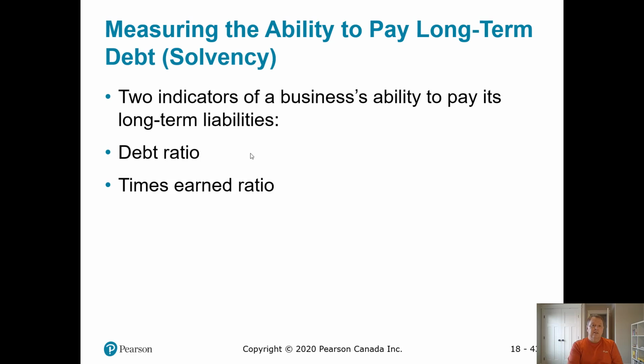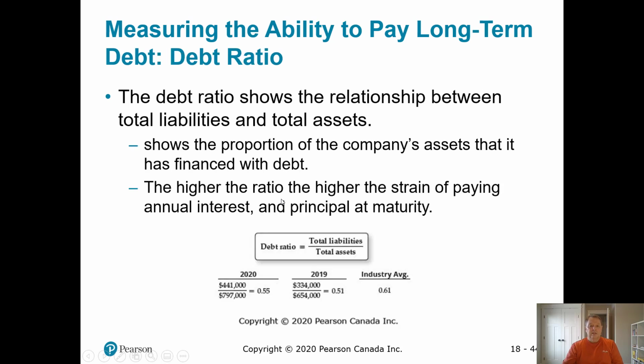Now, here's another one. This is a solvency ratio. It looks at the business's ability to pay long-term liabilities. We're going to talk about debt ratio and times earned ratio. So the debt ratio is total liabilities over total assets. As a percentage of the total assets, again, it tells you if we've got lots and lots of leverage, leverage being lots of liabilities, relative to the number of assets.